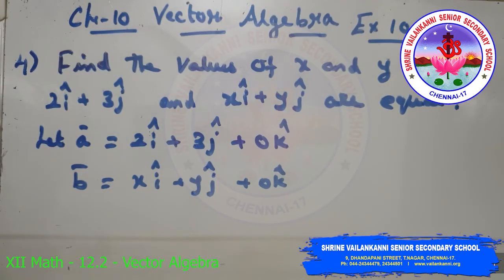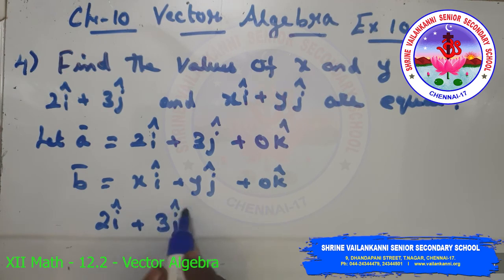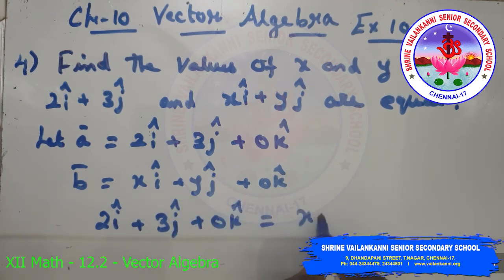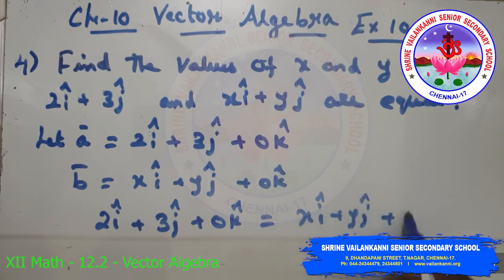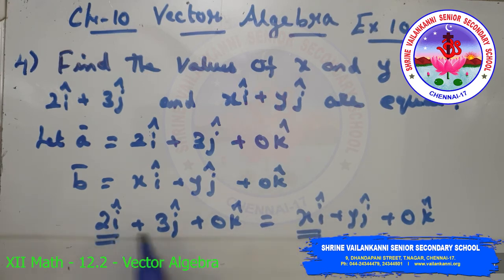Fourth question, find the values of x and y so that the vectors 2i plus 3j and xi plus yj are equal. Here the two vectors are given as equal vectors. We have to find x and y. Let A equal to 2i plus 3j plus 0k and B equal to xi plus yj plus 0k. It's given that the two vectors are equal. So equating the two vectors, 2i plus 3j plus 0k is equal to xi plus yj plus 0k. Equating the coefficient of i, x is equal to 2.